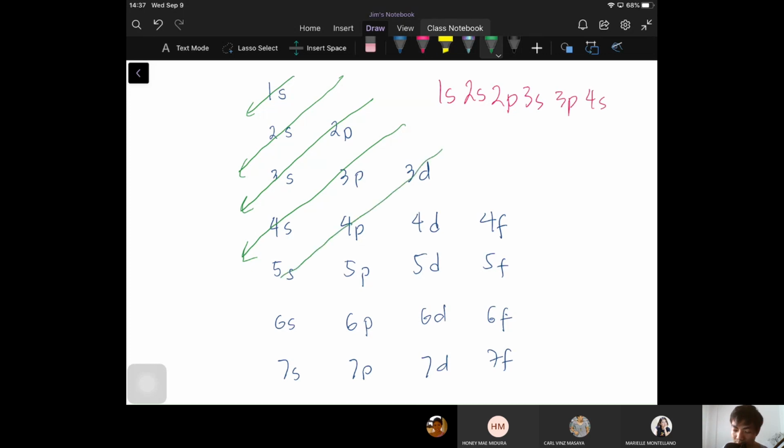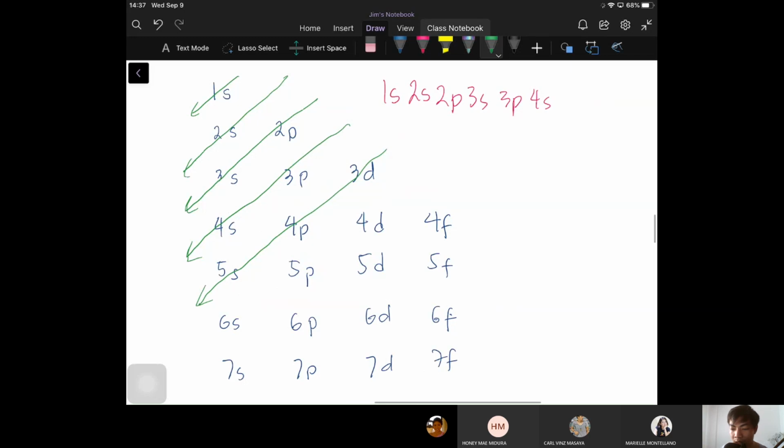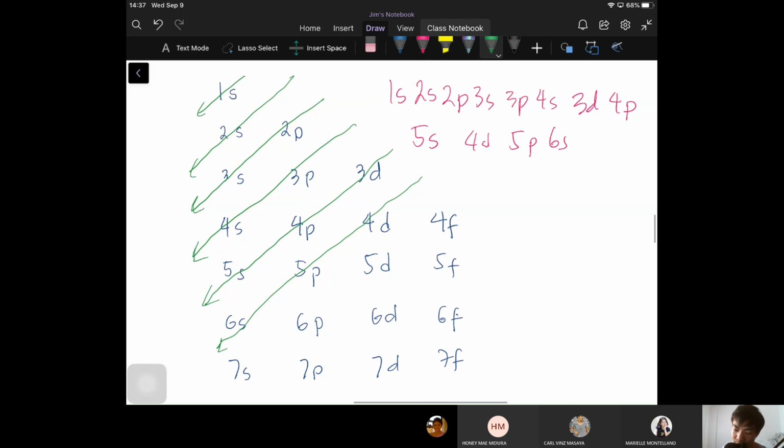So, you continue lang. Di naman natin papahirapan yung sarili natin na hanggang organism gagawa natin ng electron configuration. Sayang yung oras eh. So yan, 3d, 4p, 5s. I will continue lang. So ganun lang daw. 4d, 5p, 6s. Bakit siya hindi tinuro nung high school?